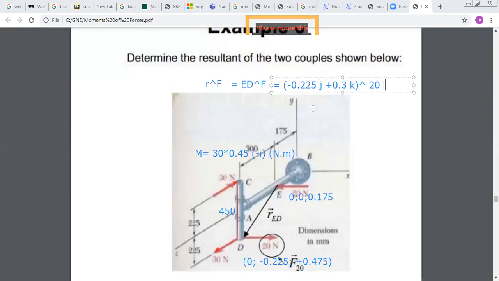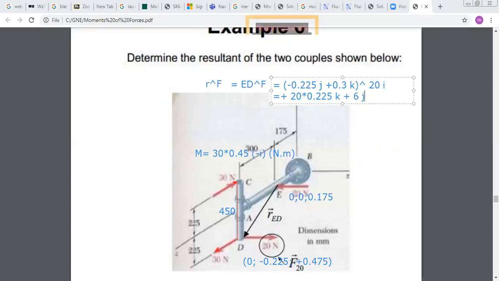Now, if you do the expansion, J vectorial I is negative, but already you have a minus, so you get plus 20 times 0.225 along K. And K vectorial I is plus J, so plus 20 times 0.3, which is plus 6J. So as you can see, when you did the vectorial product, you got that your moment has two components, one along K, one along J.